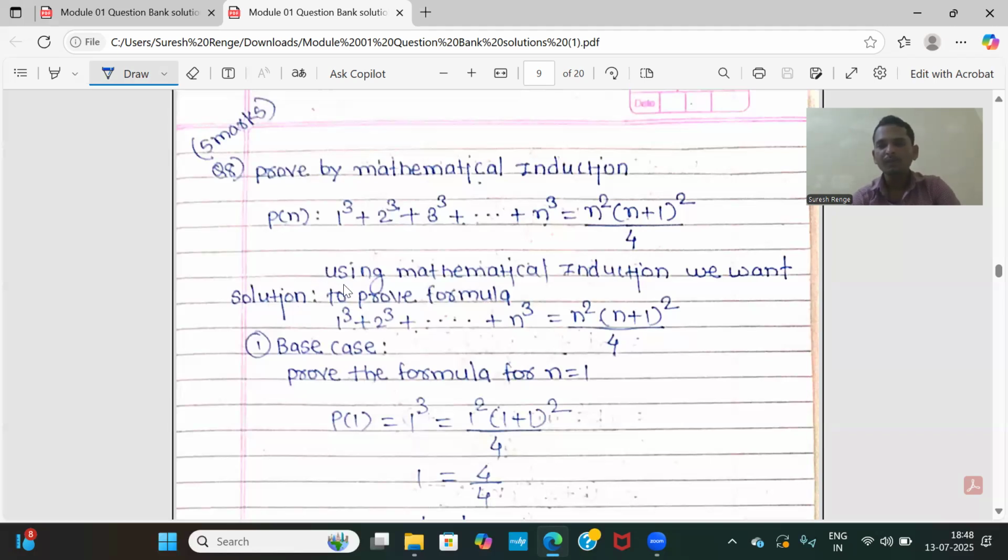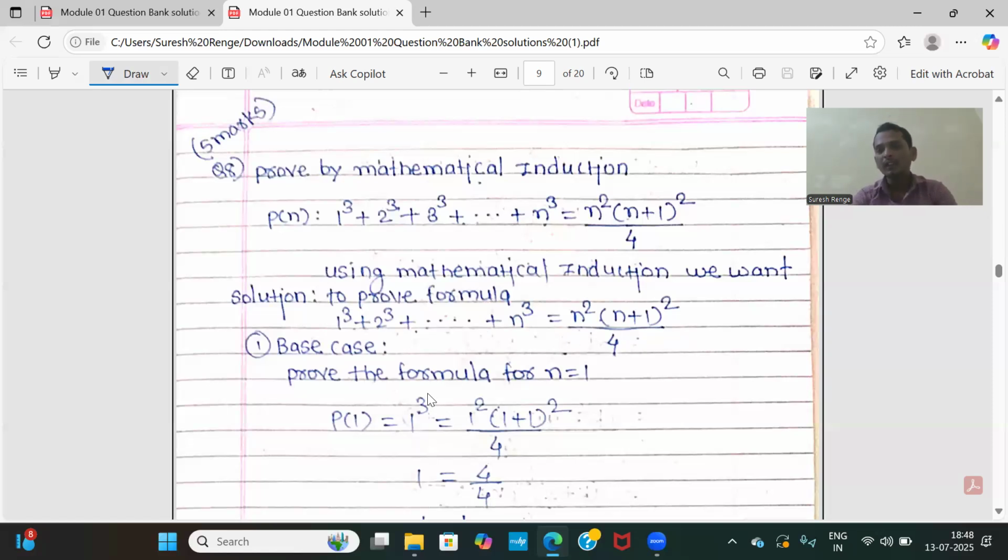Solution for this question. Using the mathematical induction, we want to prove the above formula. What is the formula given? 1 cube plus 2 cube plus dot dot dot plus n cube is equal to n square times n plus 1 whole square divided by 4. If you want to prove that formula by using mathematical induction, there are 3 cases. In the first case, the case name is base case. In that base case, we are proving that the formula is true for n equal to 1.